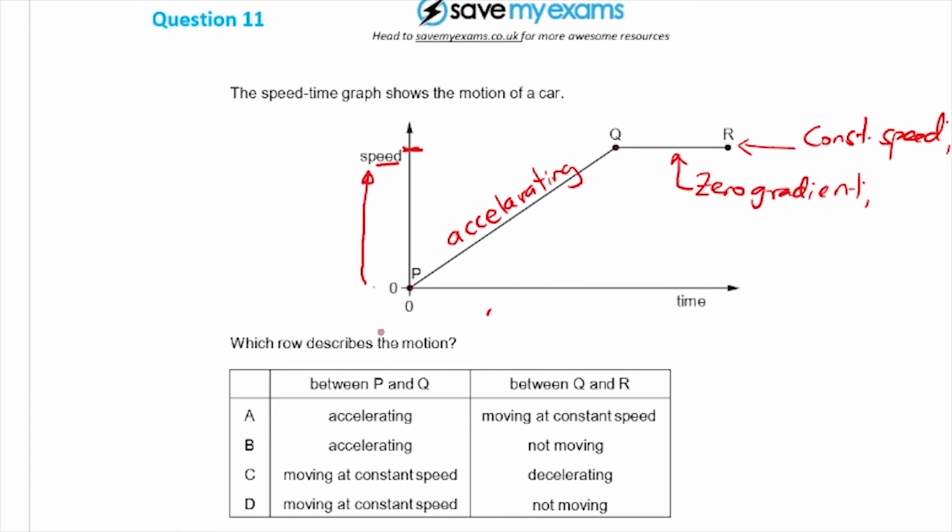So which row describes the motion? P and Q, of course, it is accelerating. It's either A or B. That is correct. Then we move to between Q and R. Moving at constant speed, yes. Not moving, no. So the answer is A.